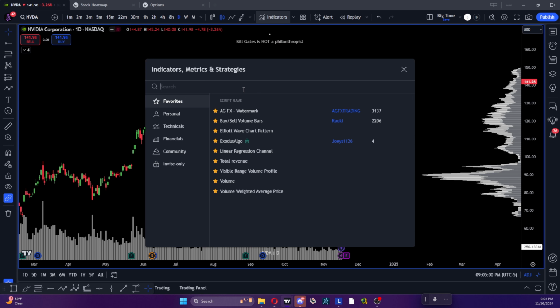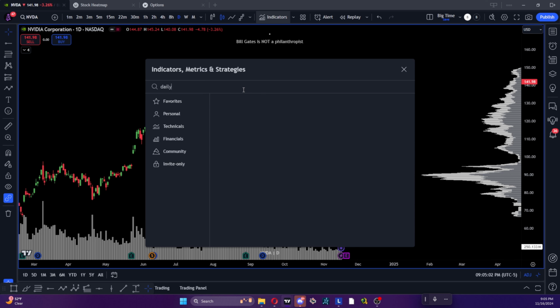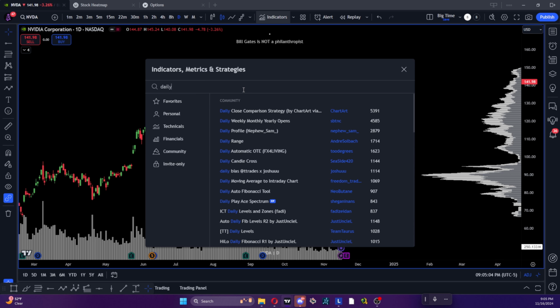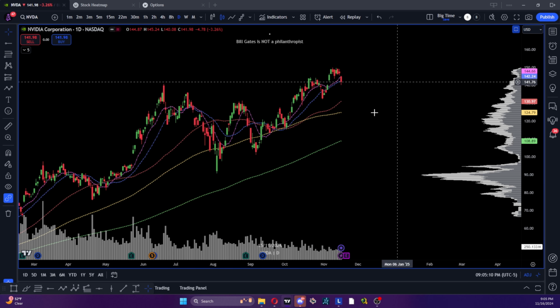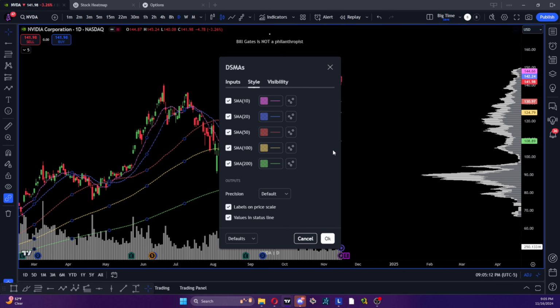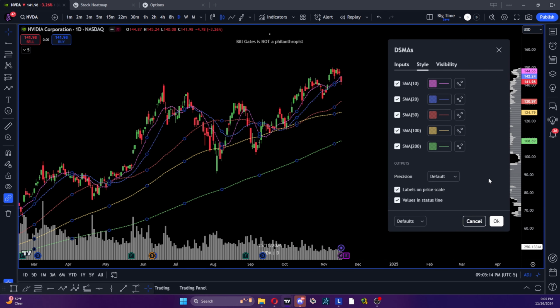It's called daily, and then SMAs. You can put a space. Yeah, right there. Click on that. So that's the 10-day, the 20-day, the 50-day, 100-day, and the 200-day SMA, simple moving average.